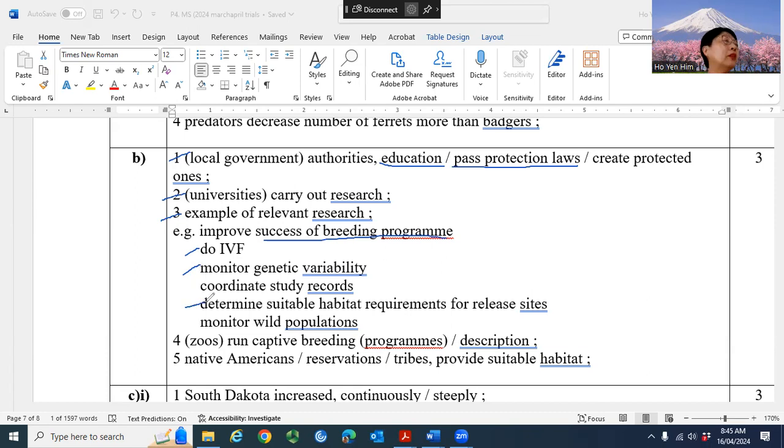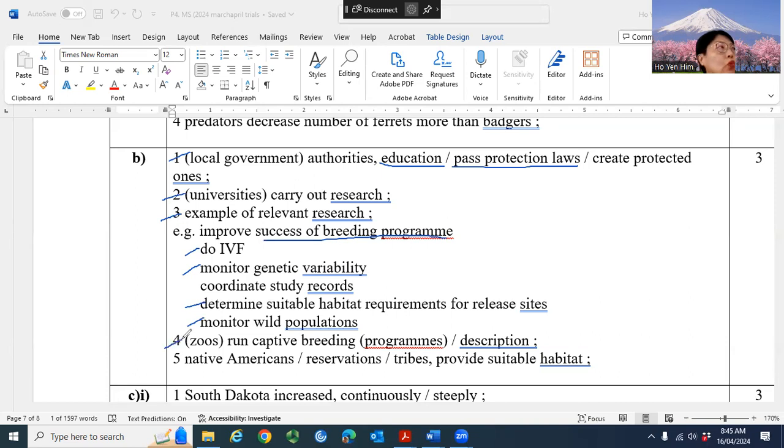Determine suitable habitat. So there are people that can go and study the different habitats available, which are more suitable for us to release the animal. Okay. And then if we release, we monitor the wild population after release. The numbers maintain, increase, or decrease. Okay. So that is what research can do.